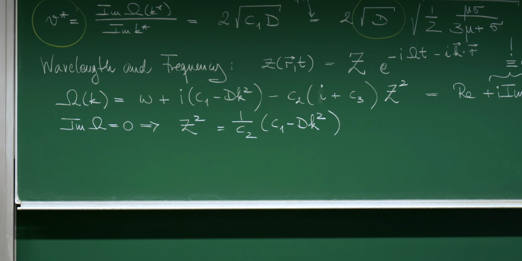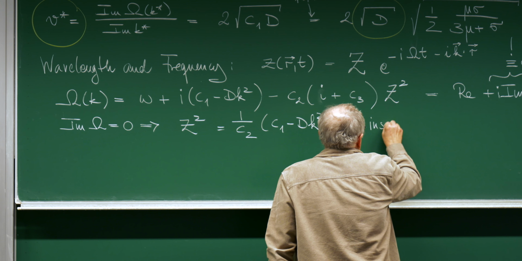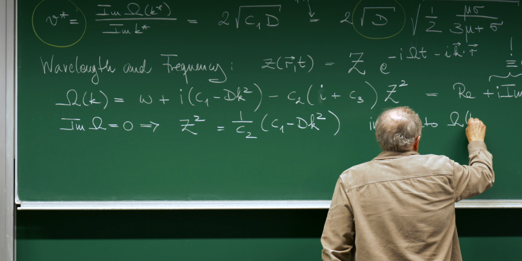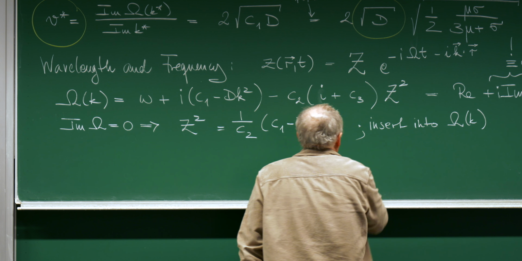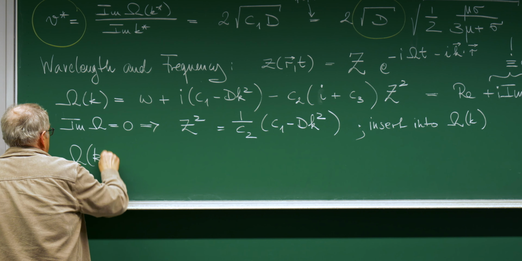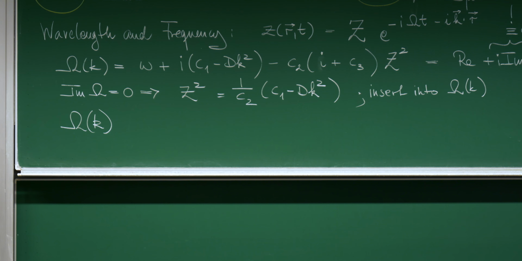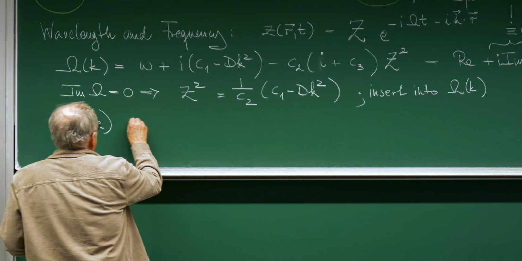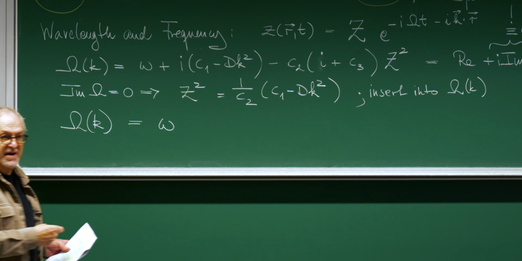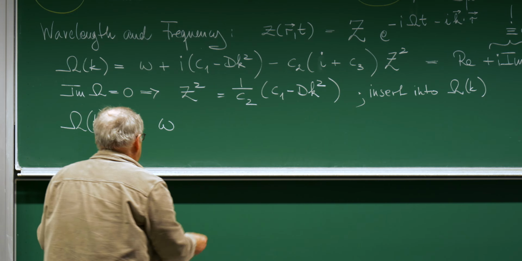Now you take that and insert that into the dispersion relation, omega of k, such that you then get the real part of our dispersion relation, which is omega, and that's again just the natural oscillation of our system.